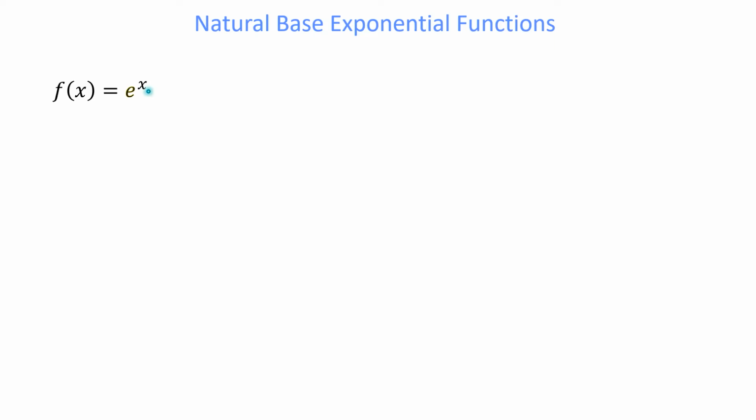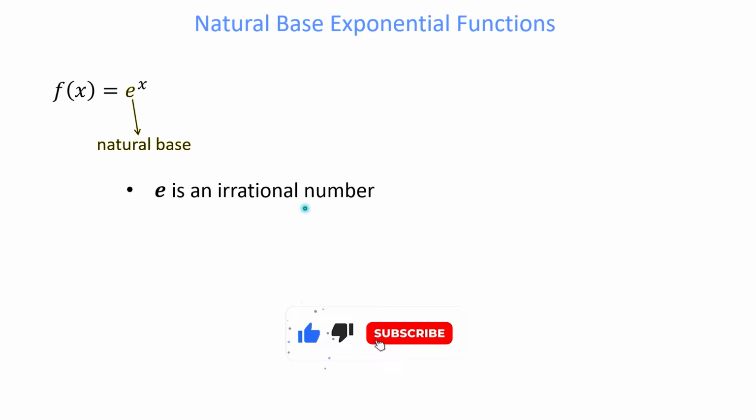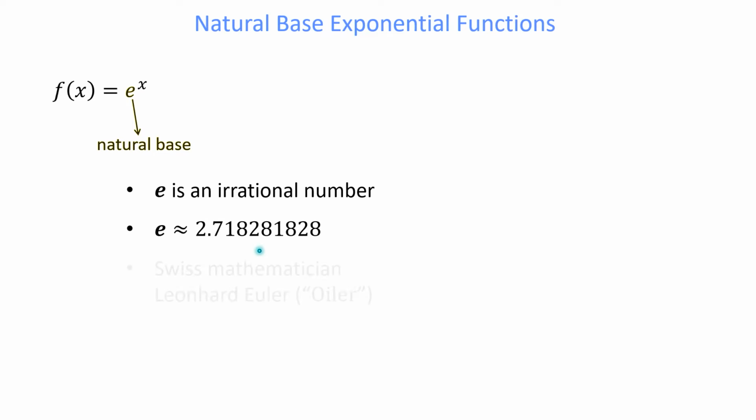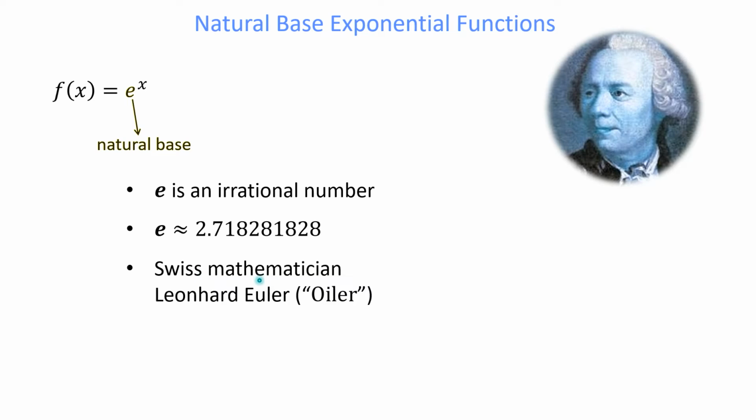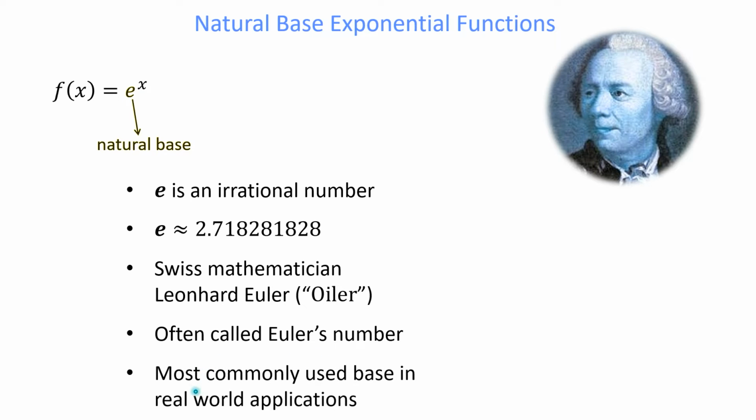So you still have a variable x in the exponent, but whenever you see a base e, this is the natural base. So what is e? E is just an irrational number, and it's approximately equal to this number here, and it's named after the Swiss mathematician Leonhard Euler, and this is a picture of him there, which is often why we call it Euler's number. Now this base is the most commonly used base in real-world applications.